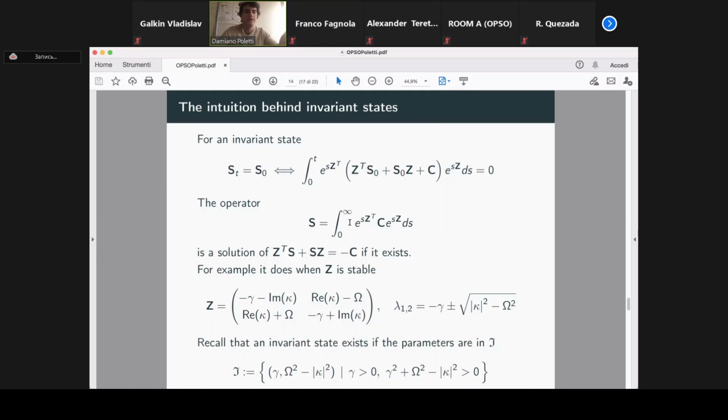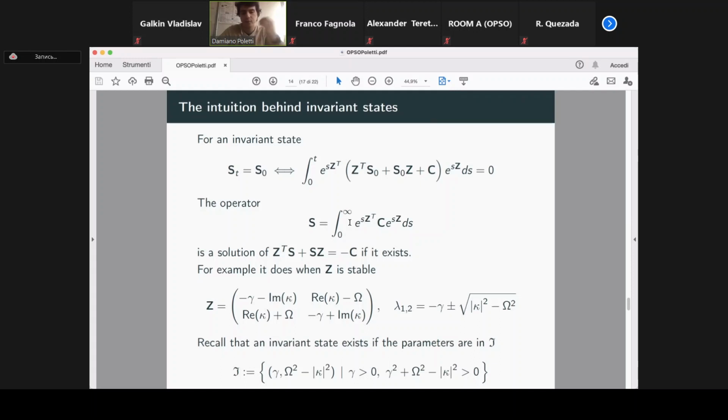Of course, there are still missing pieces: that outside this region there are no invariant states, and that's something we dealt with in the paper, but I will not show you today. Another piece that is missing from the proof is that, okay, we have a Gaussian invariant state, but can there be any other invariant state?